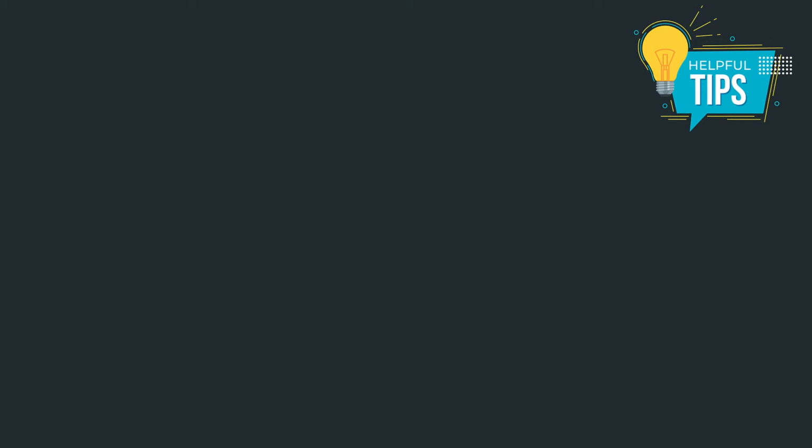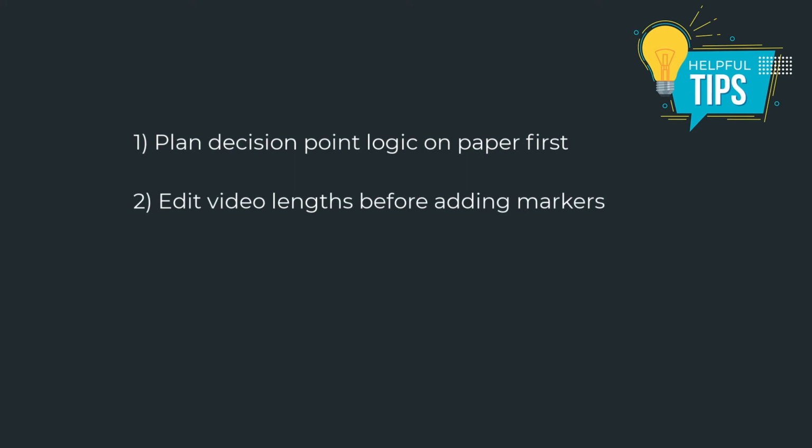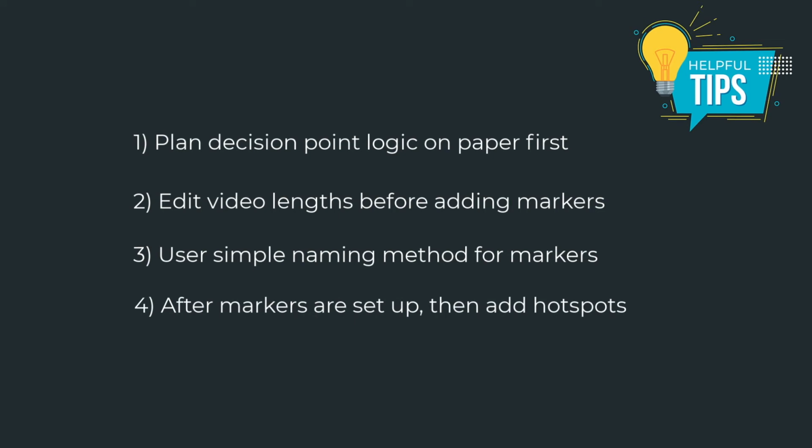Here are a few tips for developing interactive videos with Camtasia. 1. Plan the logic of your decision points out on paper before development starts. 2. Edit the length of your imported videos on the timeline before you add your markers. 3. Use a simple naming method to label your markers correctly. And 4. After the markers are set up, then add your interactive hotspots.